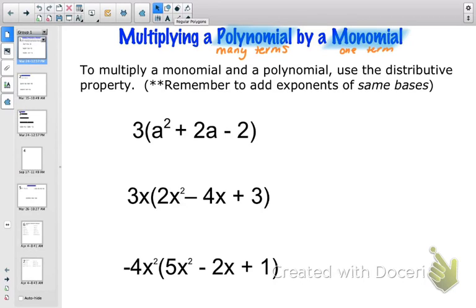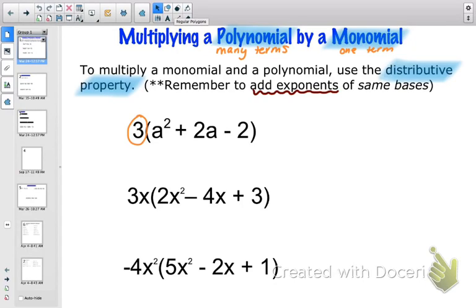So to multiply a monomial and a polynomial, we need to use the distributive property, just like we would in any other case without exponents. So remember that when we're multiplying, we add exponents that have the same base. So it has to be the same variable base. All right, so let's look at this first problem.